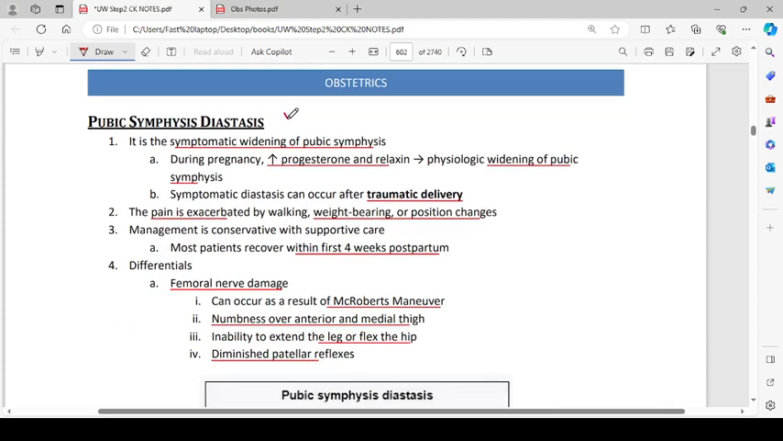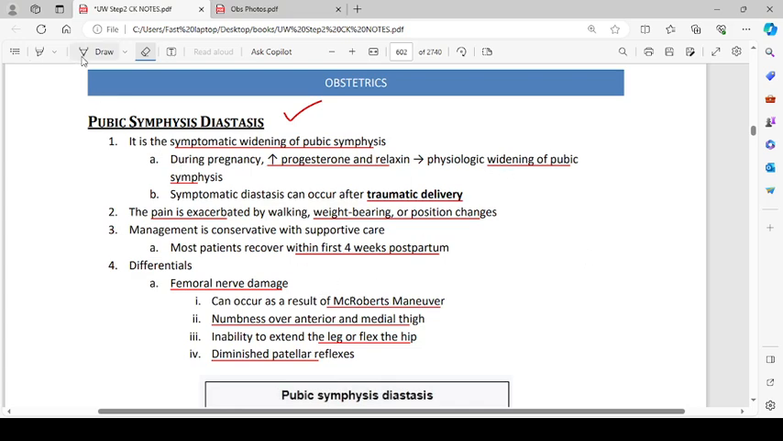Then we have pubic symphysis diastasis. It means that the joint between the two pubic bones, the symphysis, breaks down or just opens up. So this is called pubic symphysis diastasis or dehiscence of the joint.